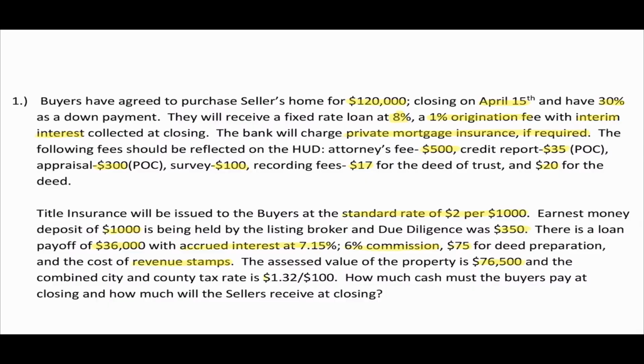We have the survey for $100. It is the buyer that got a new survey, so we'll add that for $100. Then we have recording fees, $17 for the deed of trust. Remember, deed of trust is basically a mortgage here in North Carolina. So we're going to go ahead and make that a buyer debit for $17. And then $20 for the deed. Well, that is the deed being recorded so that the buyer has the title so they can give title over to the bank. So that's going to be $20, another buyer debit.